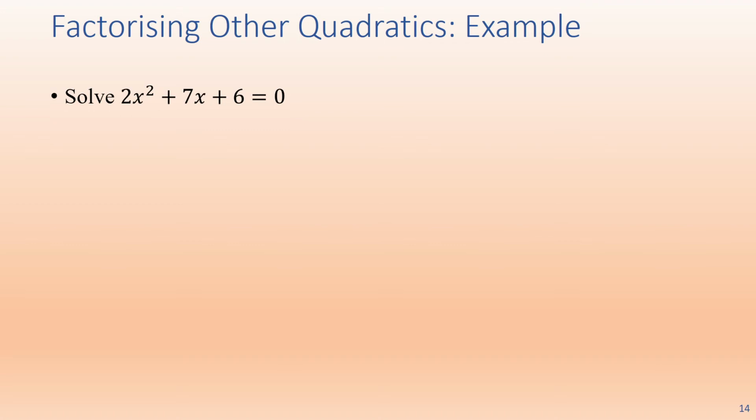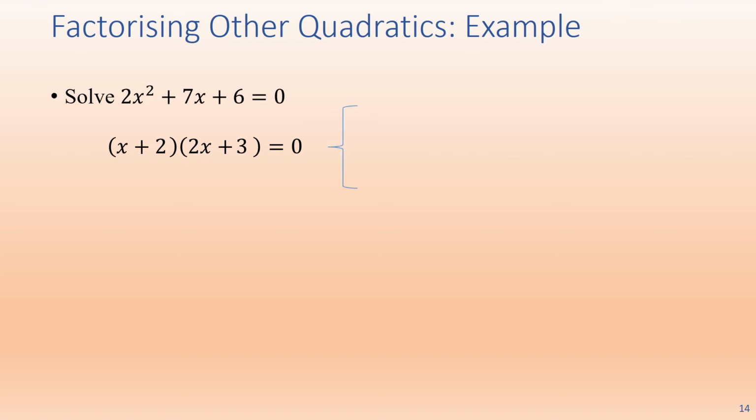Let's try solving this equation. This time we have a 2 in front of the x squared. So we're really looking for the factors of 2x squared. That'll have to be x times 2x. Looking for the factors of the 6 now, we can have 2 times 3. But they're not the only combinations we can have.